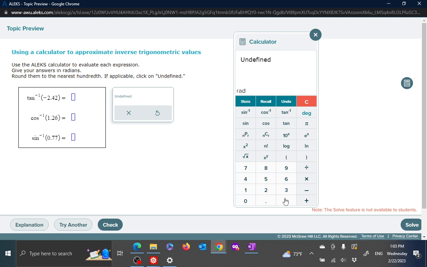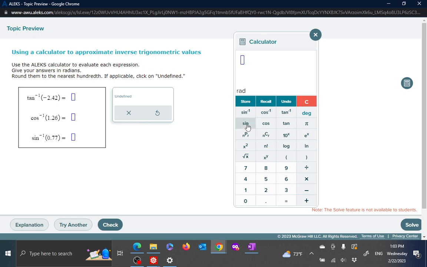Because the question is asking what's an angle whose cosine is 1.26. Cosine never exceeds 1. There's no angle whose cosine is 1.26. And for the second entry, of course, we just use undefined. We are all set. Erase that one.